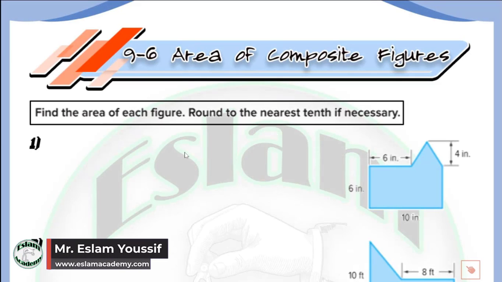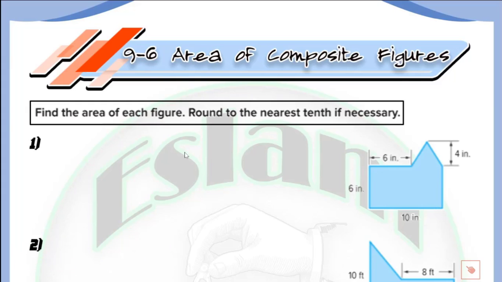In this video we are talking about area of composite figures. How can we find the area of figure number 1? If you look at figure number 1, we can divide it into a triangle and a rectangle. Once we divide them, we can find the area of the first shape, find the area of the second one, then add them. So to find the area, I will draw the two figures outside.